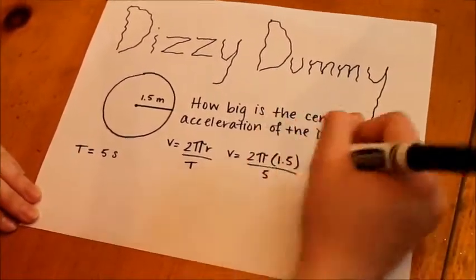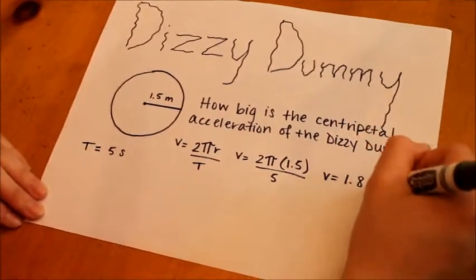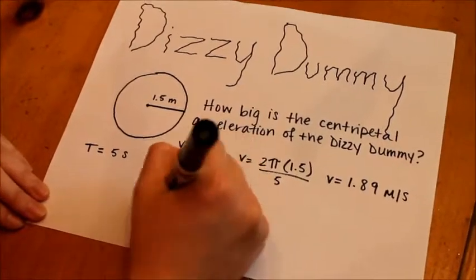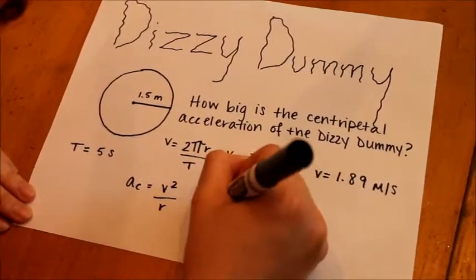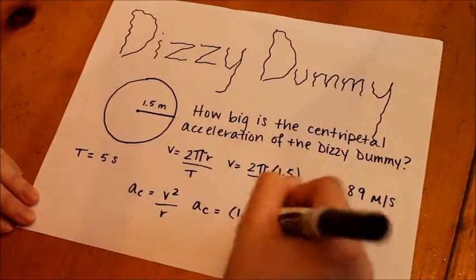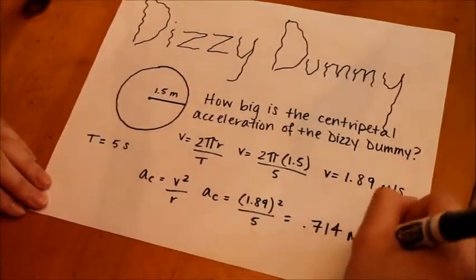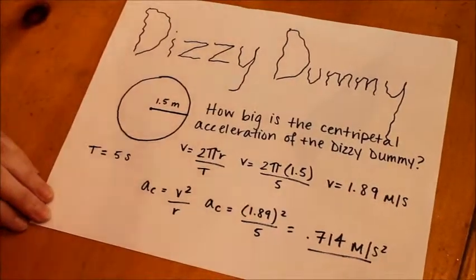We can use the equation v equals 2 pi r over T to find that the velocity is 1.89 meters per second. Then we can use the equation acceleration equals velocity squared over radius to find that the acceleration of the dizzy dummy is 0.714 meters per second squared.